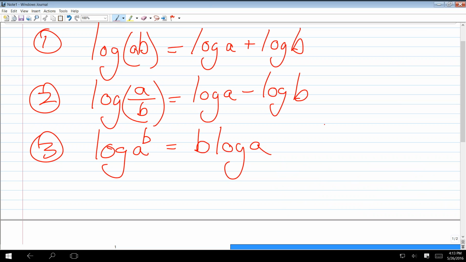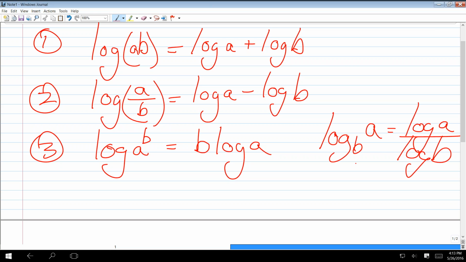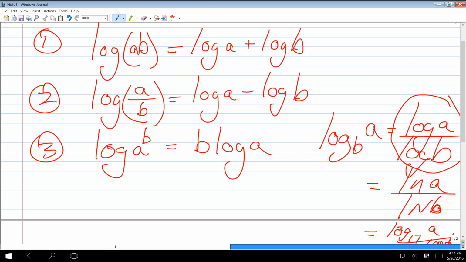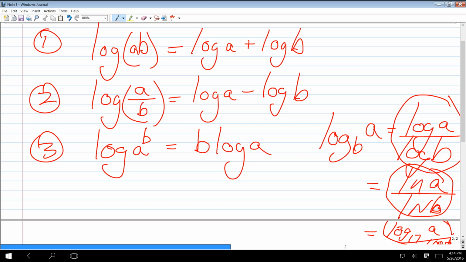Well, there's the change of base formula, which says the log base B of A equals the log of the top number divided by the log of the bottom number. And it turns out that this is the same regardless of the base. In other words, that's the same as the natural log of A over the natural log of B, which is the same as the log base 17 of A divided by the log base 17 of B. These ratios are all the same even though they're different bases.